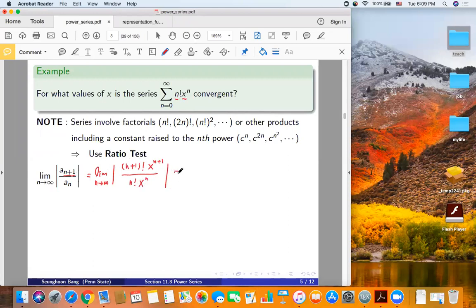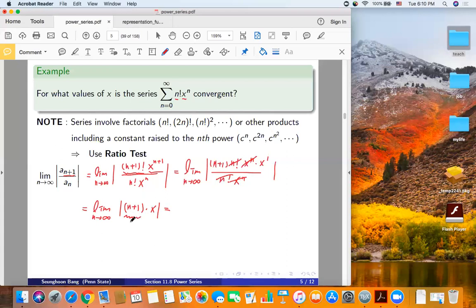So like this. This is the same as the limit as n approaches infinity. I can change n plus 1 factorial to n plus 1 times n factorial, the same. What's x to the n plus 1? You can just split it into x to the n times x to the power 1, over n factorial x to the n. So what happens? n factorial is crossed out. x to the n is crossed out. It's the same as the limit as n approaches infinity of the absolute value of n plus 1 times x.